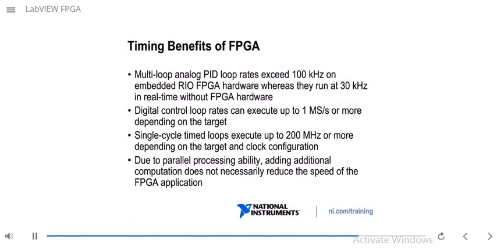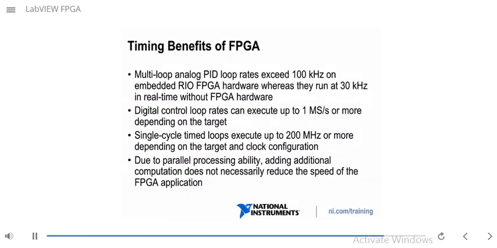Let's take an example of a multi-loop analog PID loop rate. On FPGA, these loop rates can exceed 100 kilohertz, whereas if you're running this on a real-time operating system, they can only run at about 30 kilohertz. Again, on the FPGA, you're going to get faster speeds. Also, with a digital control loop rate, you can execute up to 1 megasample per second or even more, depending on the target.